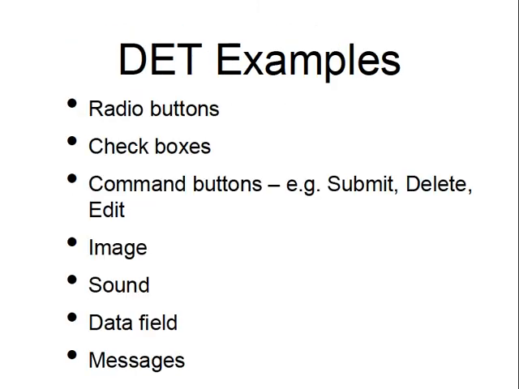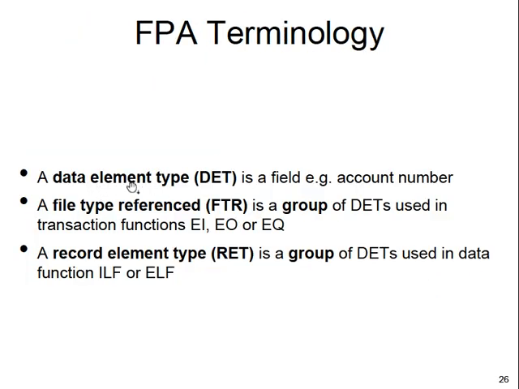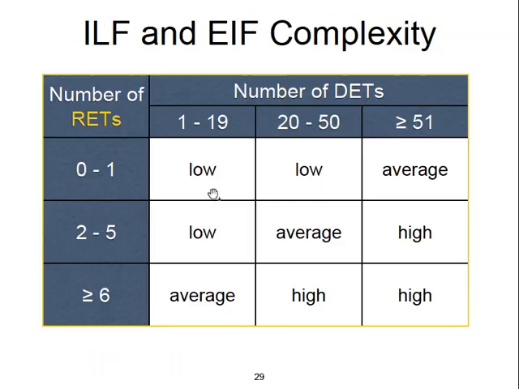So what is a data element? Well, for example, a radio button, a checkbox, command buttons, graphical image, sound, or data fields, input or output, and acknowledgement messages or other notification messages. Each one is a field, a DET field, data element type.